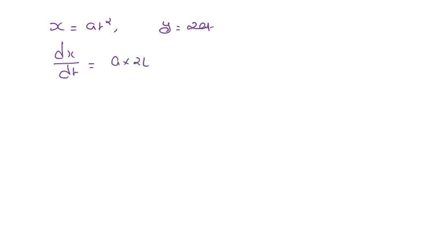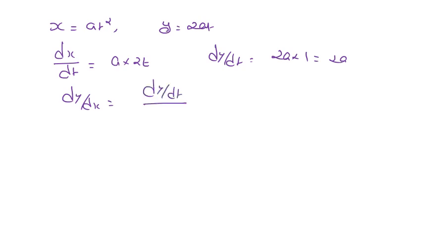a into t squared, derivative is 2t. And what is dy by dt? 2a is a constant, t derivative is 1. So the answer is 2a. So what is dy by dx? dy by dx is equal to dy by dt by dx by dt. dy by dt is 2a, dx by dt is 2at. So what is the answer? 1 by t. So this is the way we have to find the derivative of a parametric function. Next step.